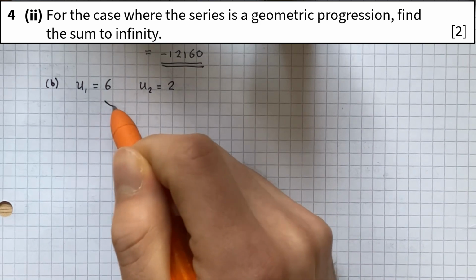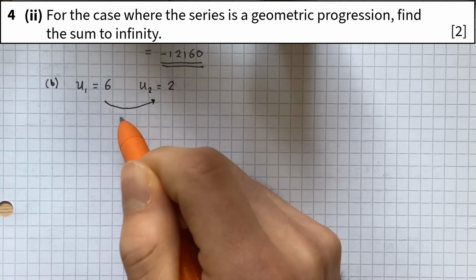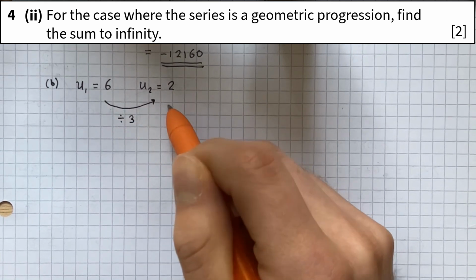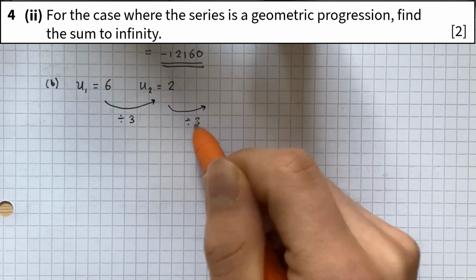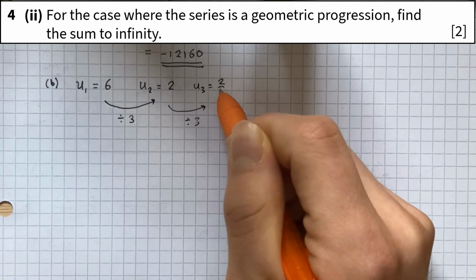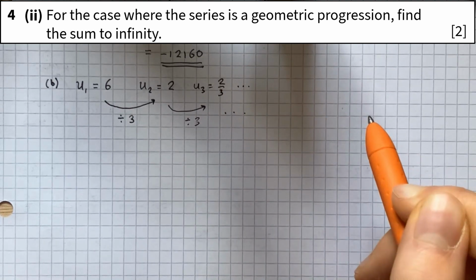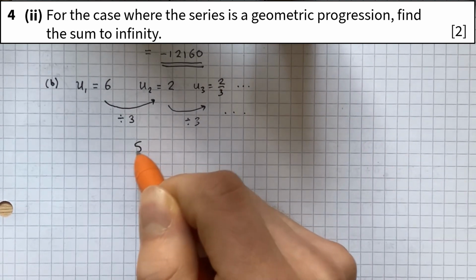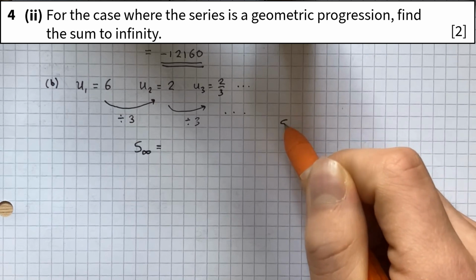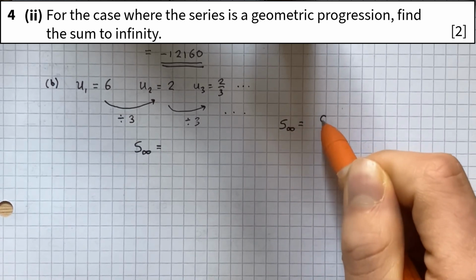So it's the same idea, but this time we are timesing or dividing, depending on what we're doing, from one term to the next. So if we divide by 3, then we divide by 3 again, and again, and again. We're looking for S infinity. And again, if I remind you of that formula, it's going to be a over 1 minus r.